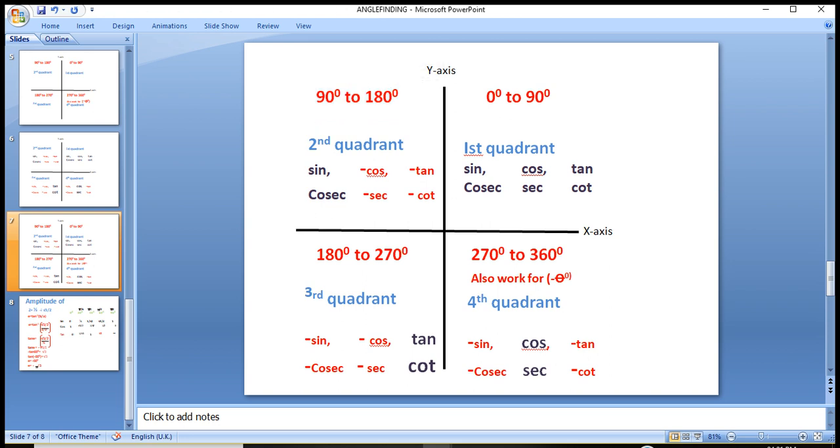Okay? These rules work for 0 to 90 degree angles, and these rules work for 90 degrees to 180 degrees, and these rules work for 180 to 270 degrees. Okay, now we see the question.